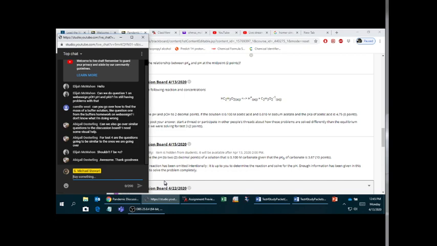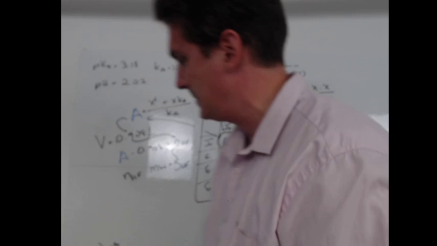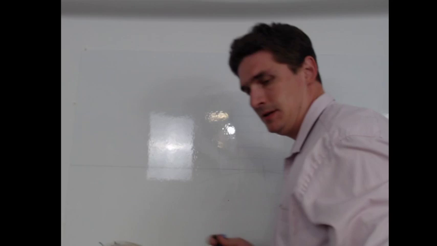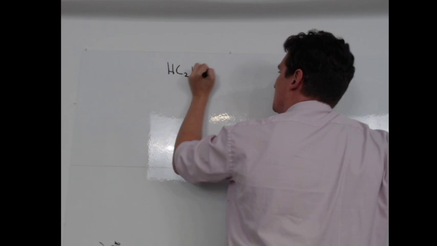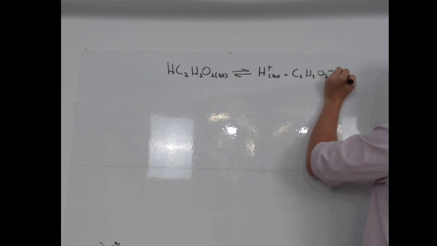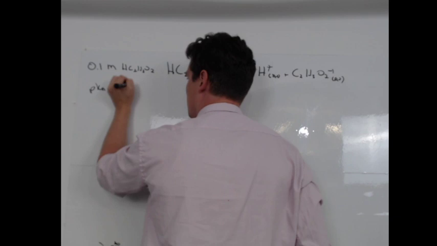So acetic acid in this case is HC2H3O2 aqueous, which goes back and forth to H plus aqueous plus C2H3O2 minus aqueous. You're giving us a 0.1 molar HC2H3O2 solution with a pKa of 4.78. Now, there was a lot of intentionality behind this problem.